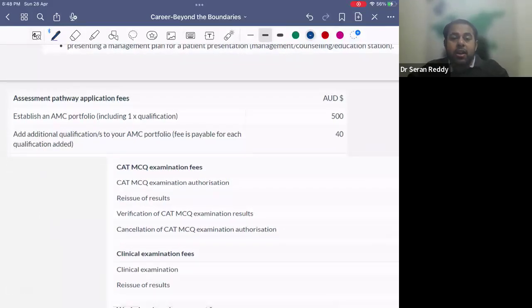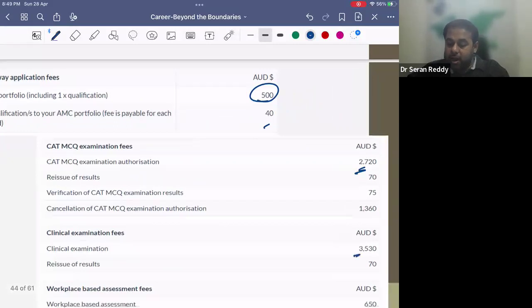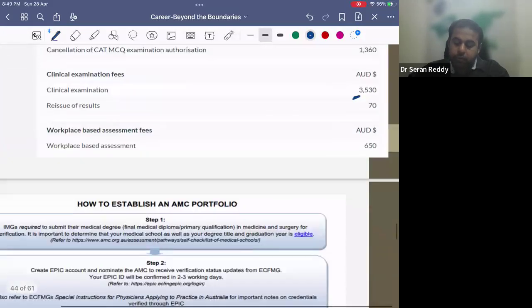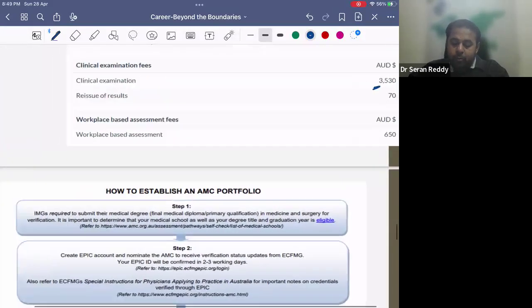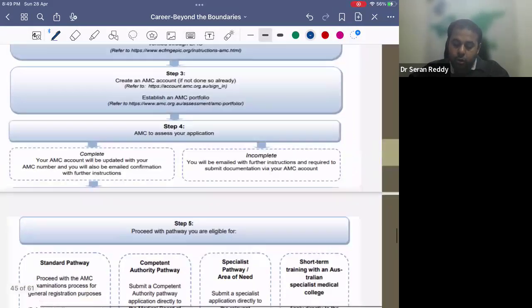You have to create an AMC portfolio, which costs 500 Australian dollars. Any additional qualification verification will be there too. These exams are pretty costly. The CAT MCQ examination authorization is close to 2,720 Australian dollars, and the clinical examination is 3,530. So this is quite some amount for the examination. As for the AMC portfolio and creating the Epic account and all, we will guide you through it.